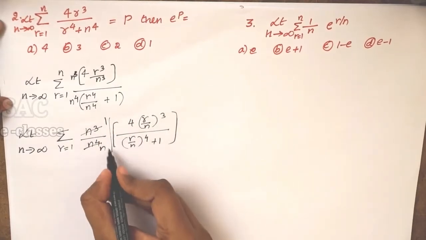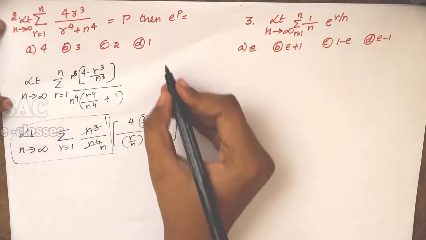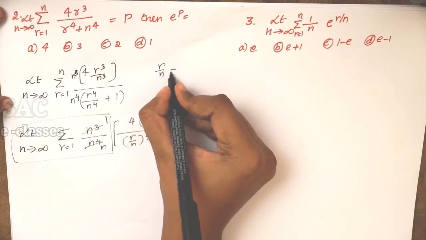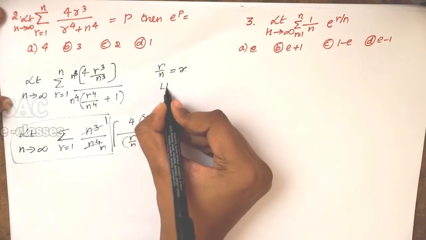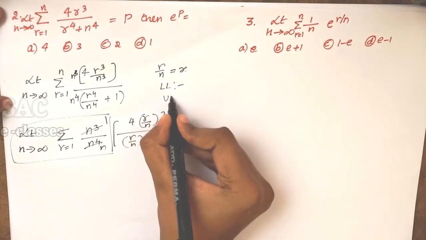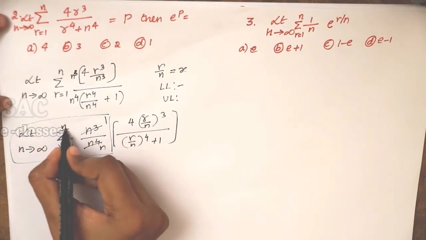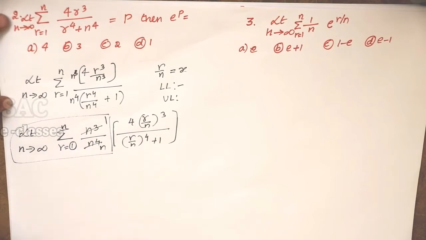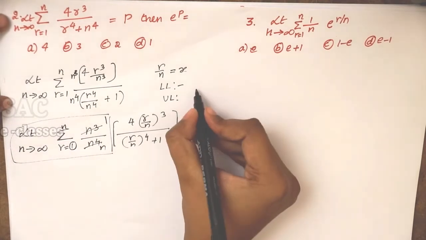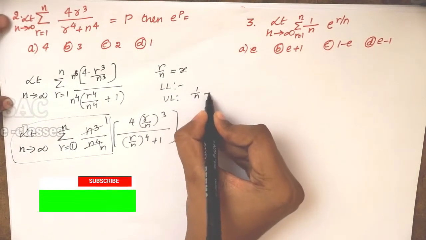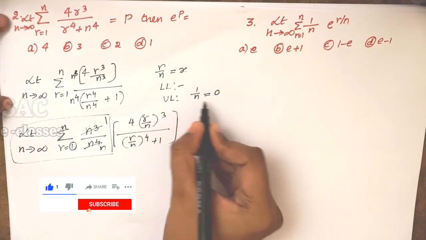Yes, now we got the desired form. We know the procedure now. We will assume that r by n value is x. We will find out the lower limit as well as the upper limit. Do you know what is the lower limit? Clearly it is coming with the 1 to n. So 1 by n is equal to 0. So the lower limit is 0.